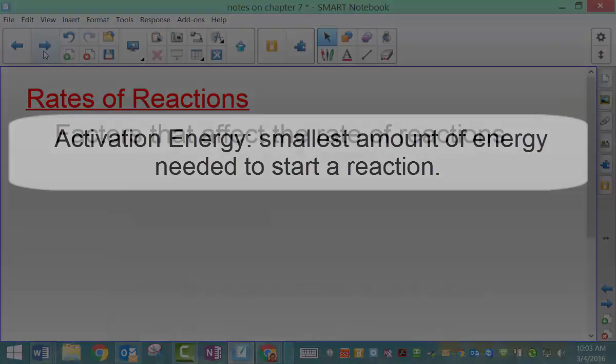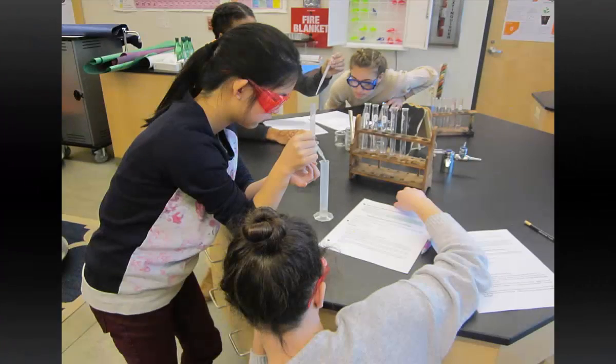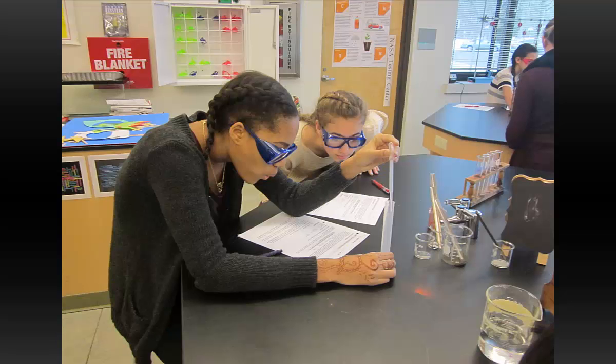When you guys did your single displacement reaction last week, you had hydrochloric acid and you had to introduce the metal to the hydrochloric acid in order for the reaction to start. So you needed to give it that activation, that kick in the pants.